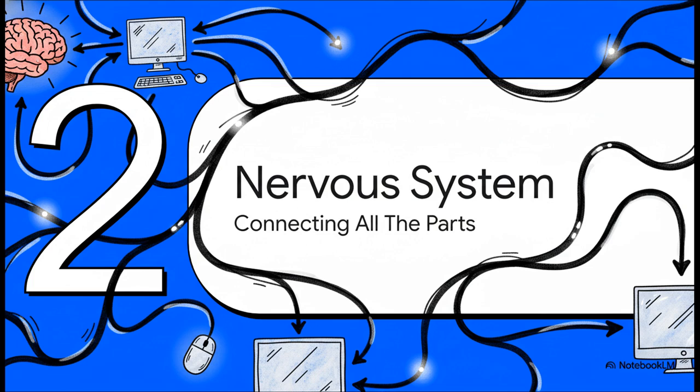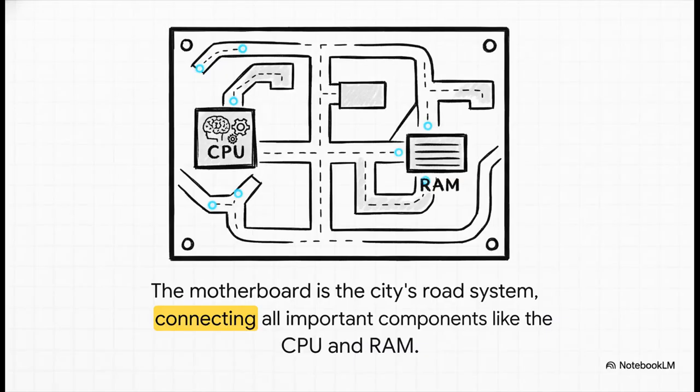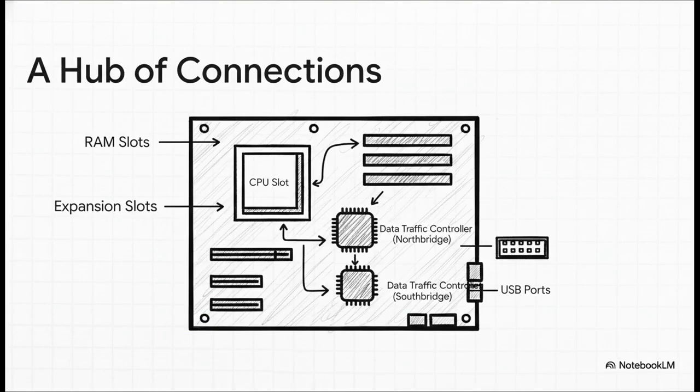Okay, so we've got a brain and we've got a workspace. Great. But how do they talk to each other? How does a signal from your mouse even get to the CPU in the first place? Well, for that, the computer needs a central nervous system. And that nervous system is the motherboard. If you imagine the computer as this bustling city, then the motherboard is the entire network of roads, highways, and tunnels. It's the big physical circuit board that everything, and I mean everything, plugs into, creating all the pathways for data and power to flow between the CPU, the RAM, and every other part of your machine. And it really is this central hub of connections.